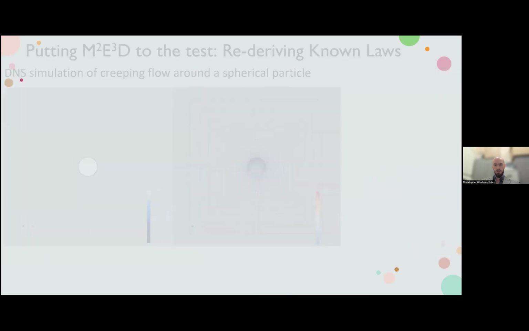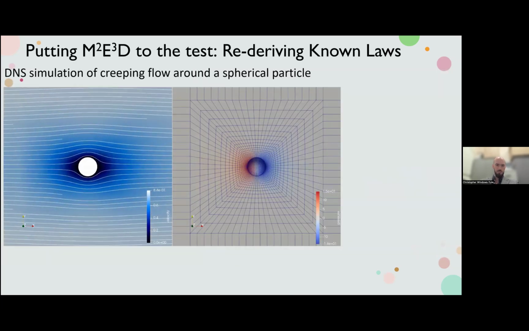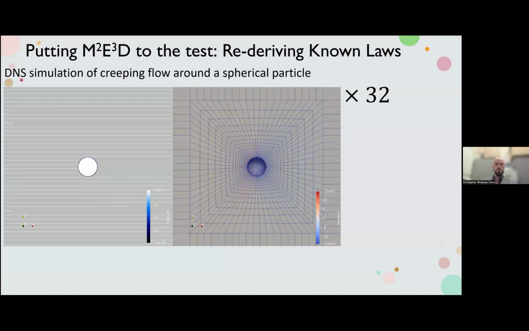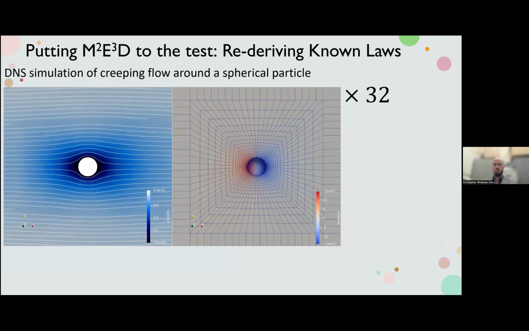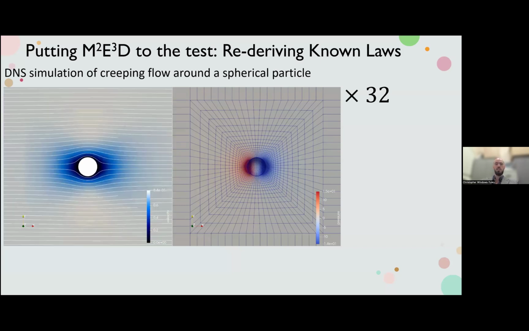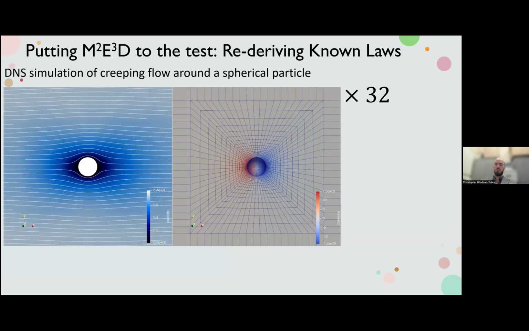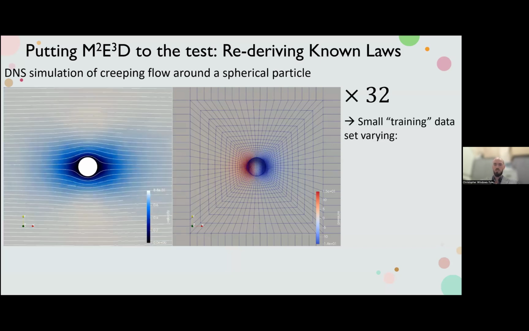That's the crucial question. So the first thing we did when we developed this software was we wanted to actually prove that it can find the true physics, not just a good fit, but the true physics in a set of data. And we wanted to make it difficult. So we started by doing some DNS simulations of creeping flow around a spherical particle. And just to make MED's life harder, we only ran 32 simulations, because as I say, one of the reasons I want to do this is to make something that's sustainable, that's low computational cost.